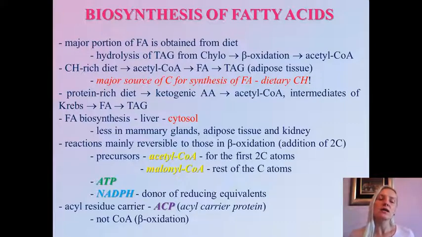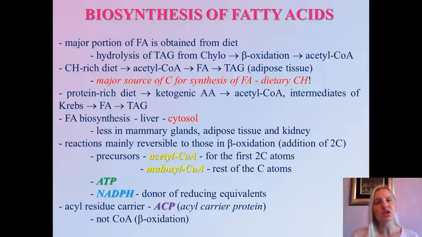So fatty acid biosynthesis occurs predominantly in the liver. The location in cells is very well known. We've already mentioned it with beta oxidation. It's located in the cytosol. So all enzymes are located in the cytosol. But fatty acids can also be synthesized in some other tissues, to a lesser extent: in mammary glands, adipose tissue, and kidney.